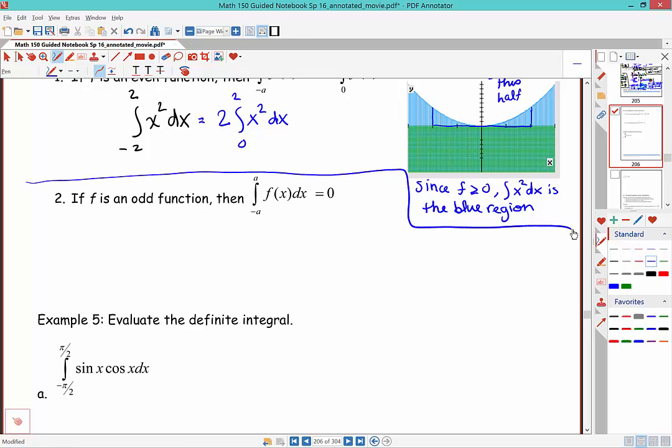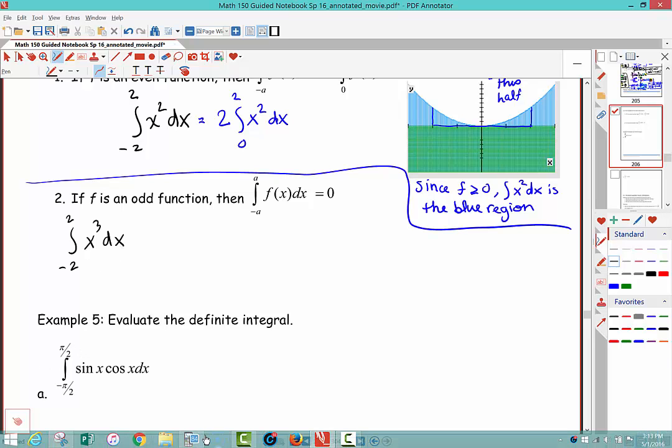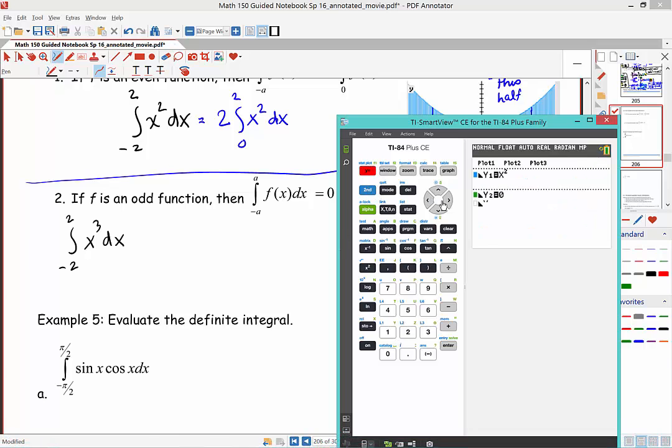Now, with an odd function, let's check out what happens. All right? Do you guys agree that the integral, we could still do negative 2 to 2 of x cubed dx. Do you remember that that is odd, right? So let's check out how that would change on the graph. If we go to our y equals, we're going to change this to a 3, okay, and then graph. Look what happens.